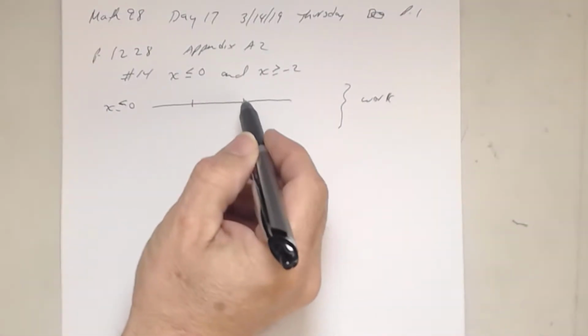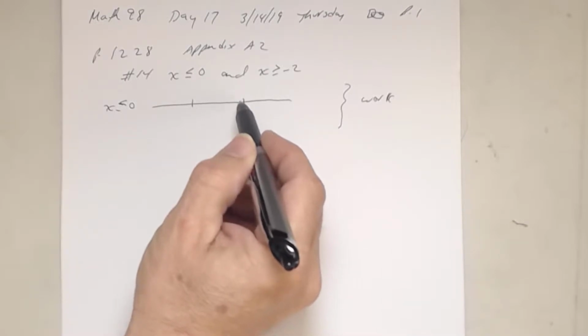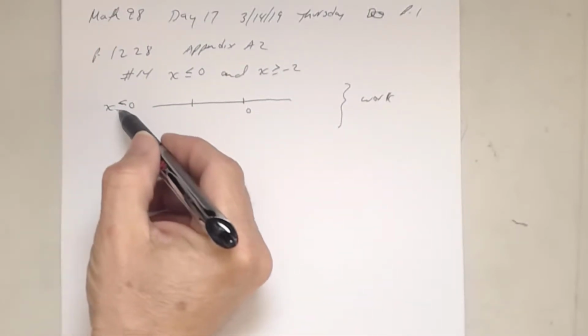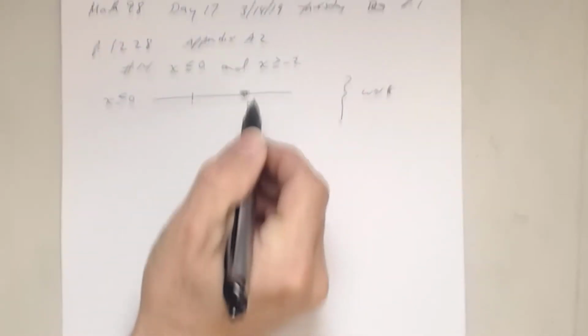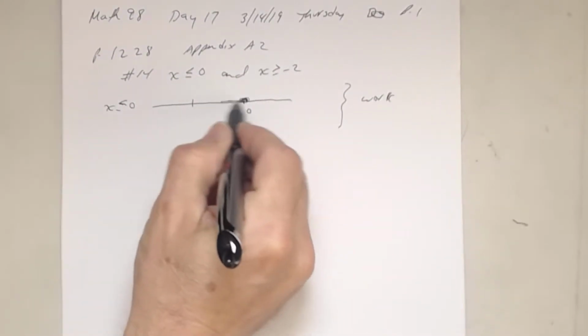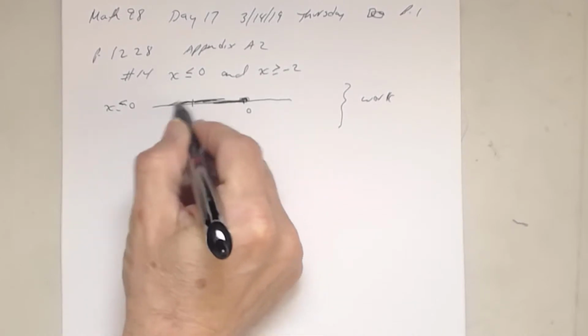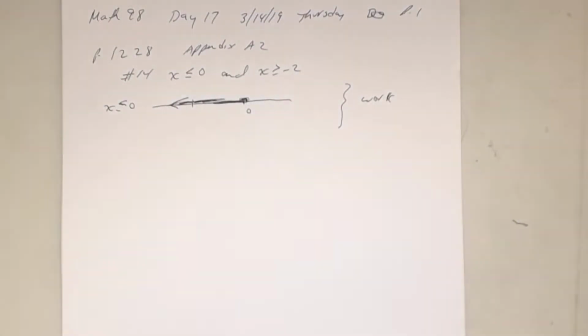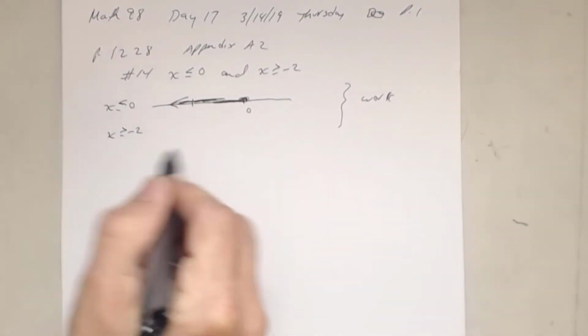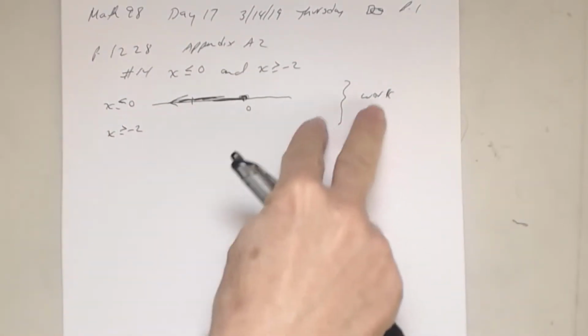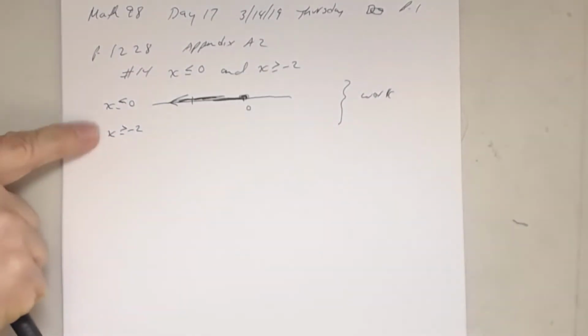Now on 0, do I use an open or closed circle? Closed, because I can use 0. 0 is a solution, that equal sign. And I want to shade in all the numbers that are less than that. Okay, so that's the solution to that first one. Then we graph the second one. And when you graph it, you do this part right here, the graph part, when you get x by itself.